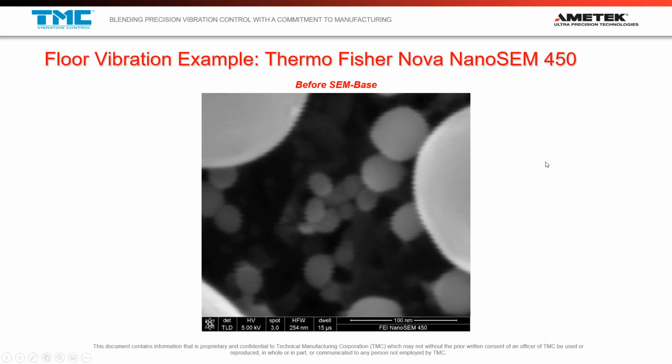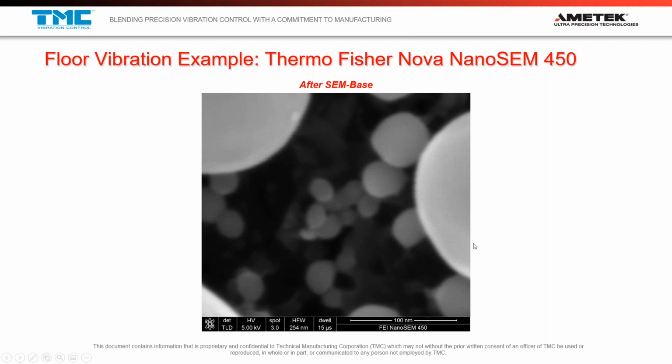Here's a really good example. So here's the problem we're trying to solve. We have this scanning electron image on the Thermo Fisher SEM. They're fairly coarse. These are roughly 100 nanometer features, but very characteristic are these ripples around the edges. Once you put this on an active vibration cancellation system, a serial type piezo-based active system, you can see that those waves in the image are gone.